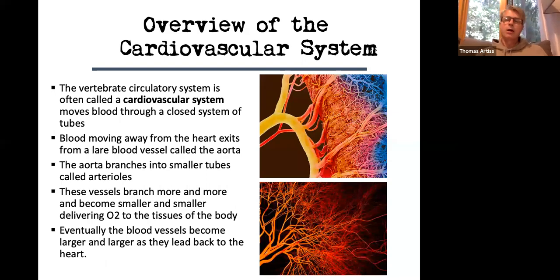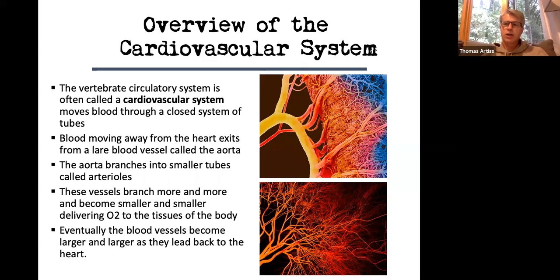Something that may not be immediately obvious to us is that our blood vessels form what's called a closed system of circulation. In other words, all of the blood vessels in our body form one complete network. And the blood should always stay in the blood vessels. So that means, for example, if our heart was to pump blood away from the heart, the first place that it goes is a very, very large blood vessel called the aorta.